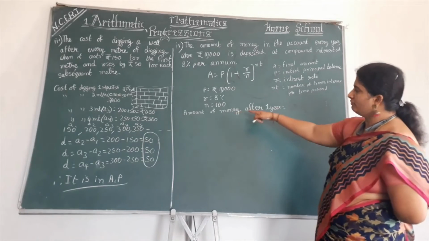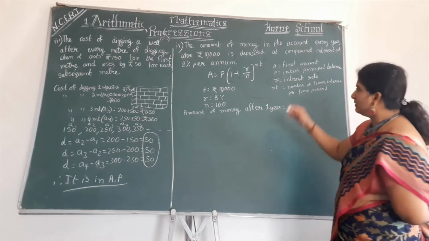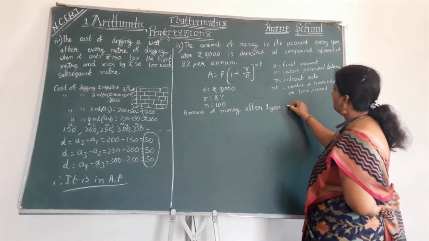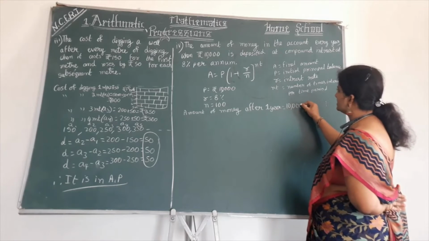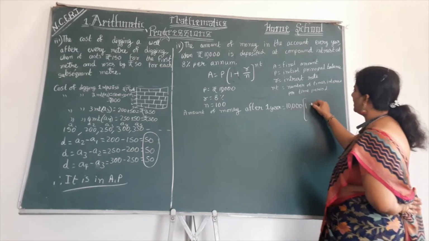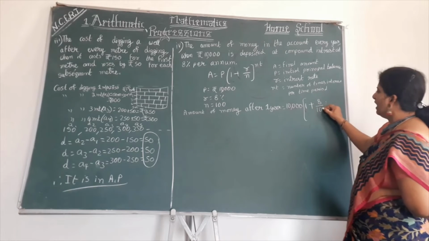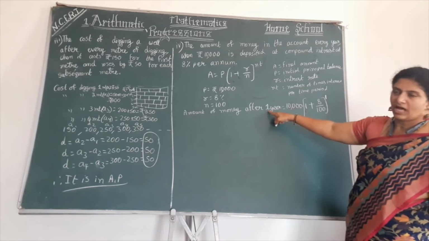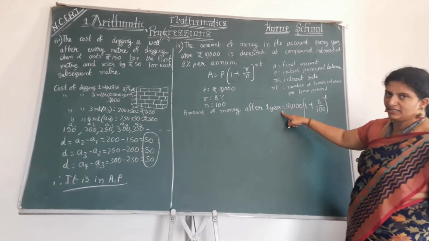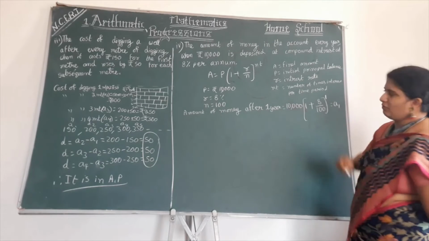So amount of money in your account after 1 year. How much will be there? Let's see here. P is how much? Principal amount. 10,000 into 1 plus rate of interest 8 by 100 whole power. After how many years? 1 year. Time period, no? 1 year. 1. Let this be A1.